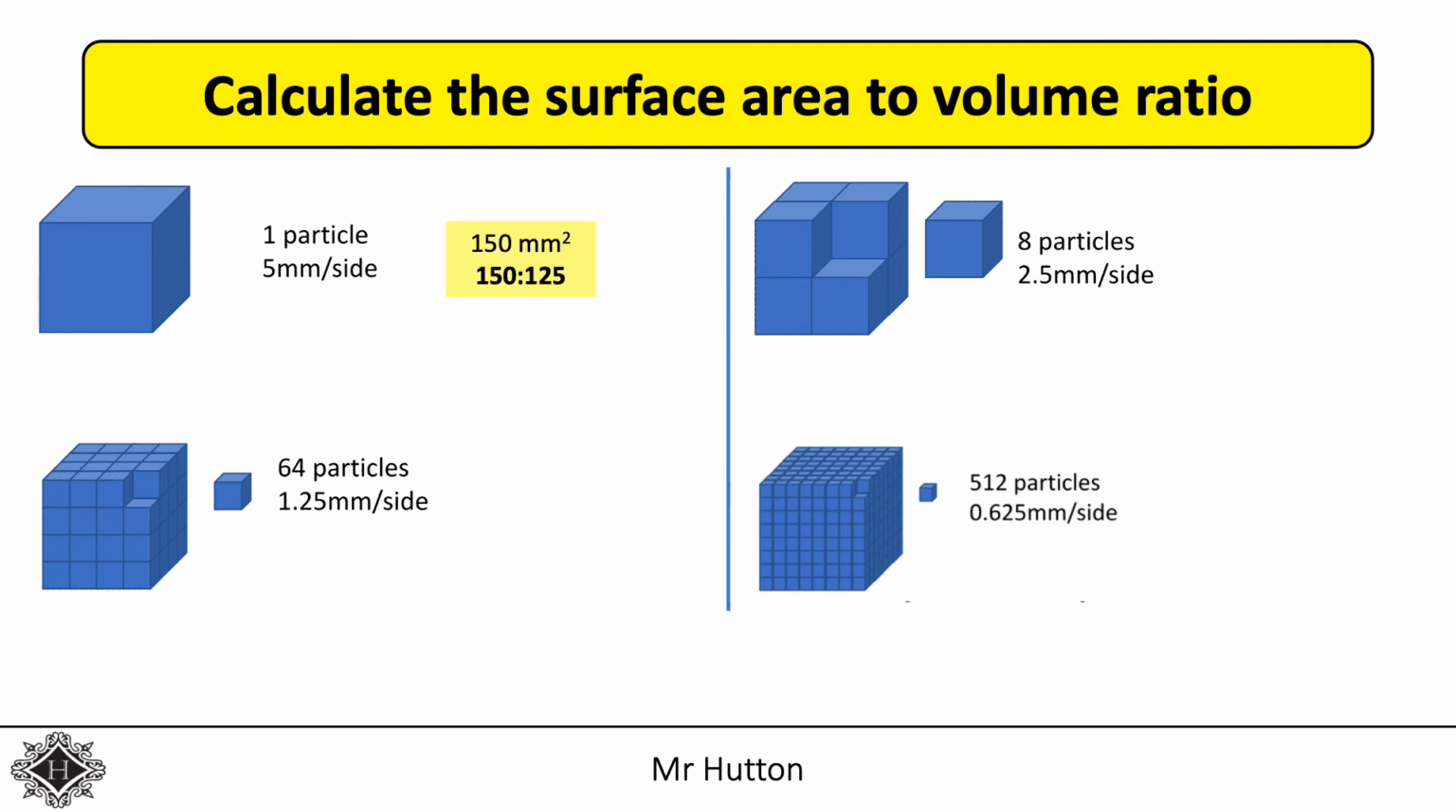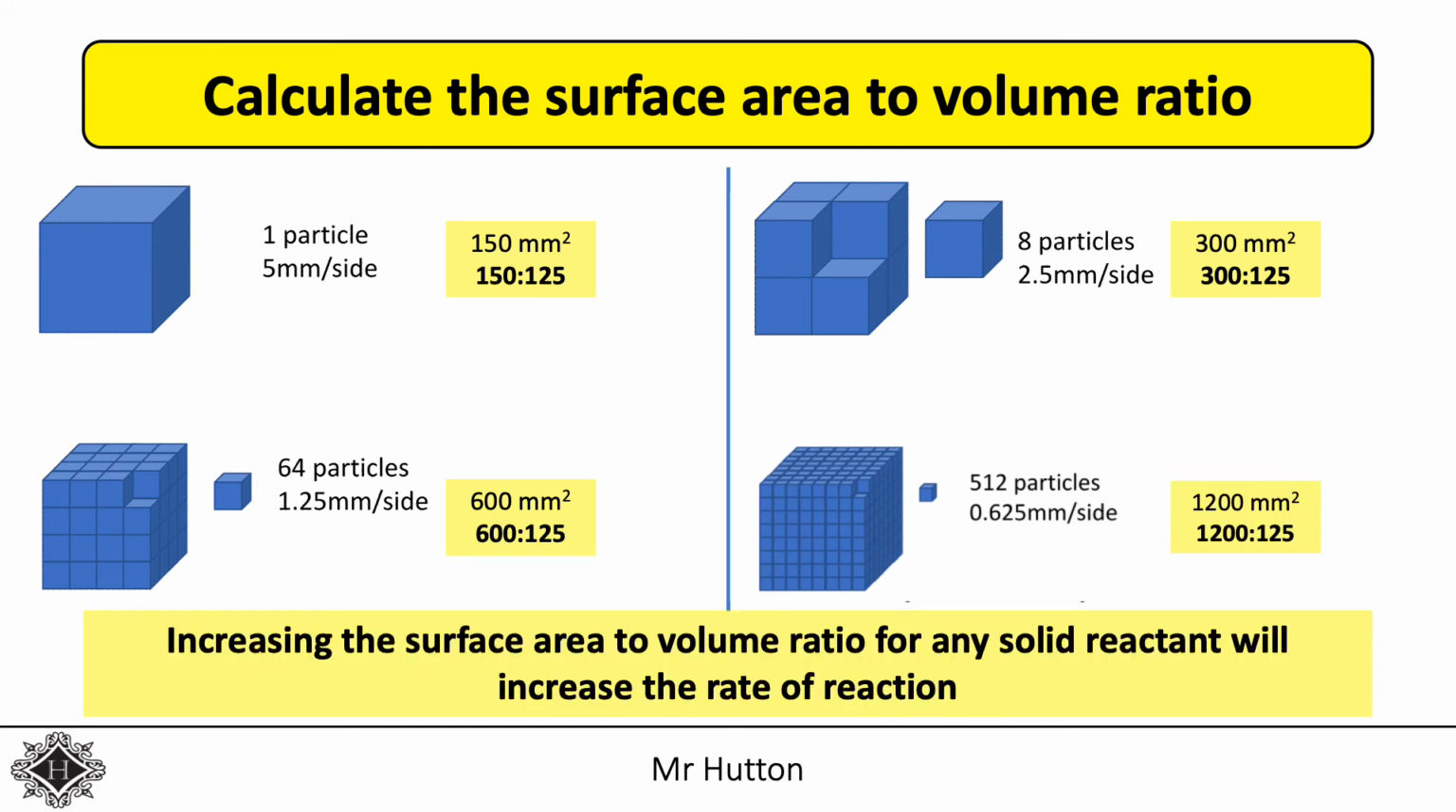Good, so hopefully you came up with a volume of 125 millimeters cubed. And here we can see our surface area to volume ratio is 150 to 125. What you could do there is use that ratio and make the numbers smaller. You could divide each side by 5, for example, and then your ratio would be the same, but your numbers would be smaller. Here we've got 300 to 125. Remember, our volume is staying the same. Then we've got 600 to 125, and then 1200 to 125.